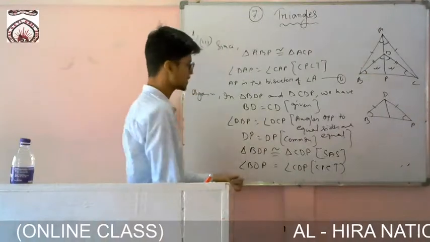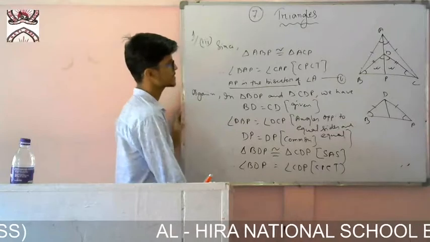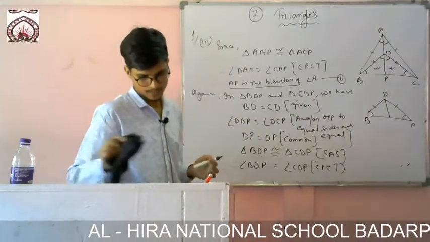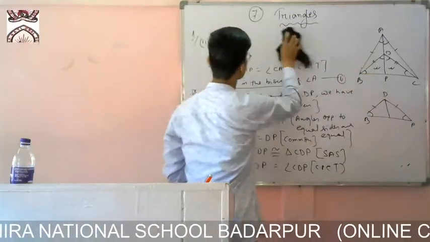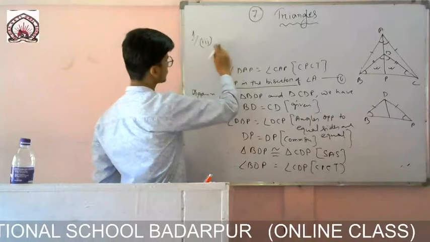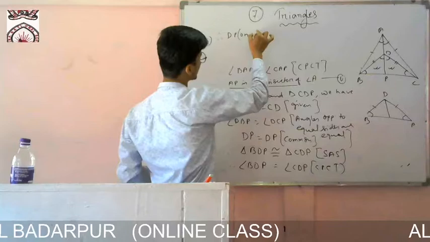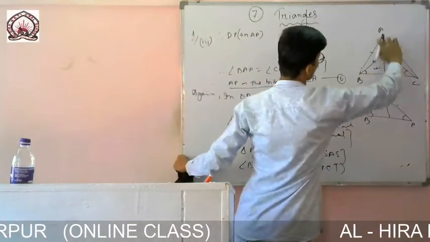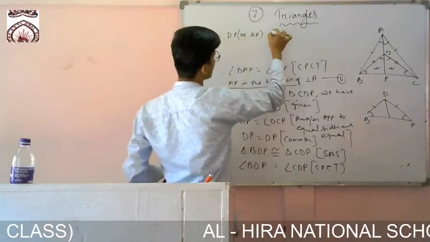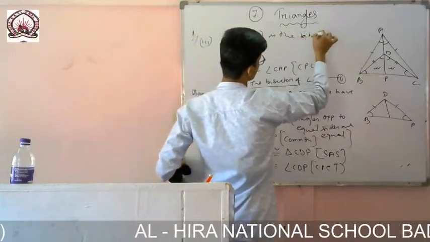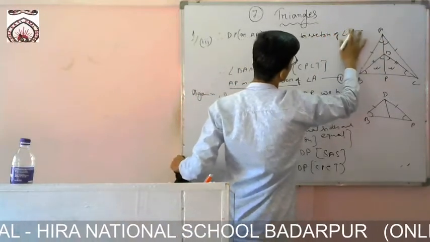So if BDP is equal to CDP, then I can write that DP is the bisector of angle D. After this line you write, therefore DP, in brackets you write, or I can say AP also. DP means this line. So DP or AP is the bisector of angle A, angle D.